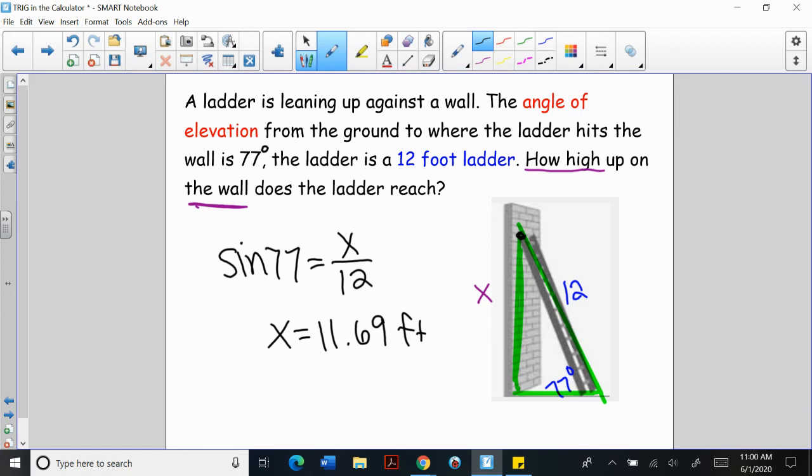All right, make sure that you practice setting up and solving some of these equations, and don't forget, your calculator has to be in degree mode to be successful with these problems.